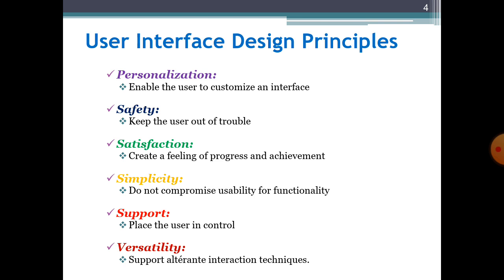For example, when the user chooses a new font, the font change to all applicable text should take place instantaneously. The user can then decide whether or not to retain the change. So it's all about the user's satisfaction with the newly designed interface of any particular system. And the next important point is simplicity. What is simplicity? You should make your interface design simple, and you should not compromise usability for functionality.